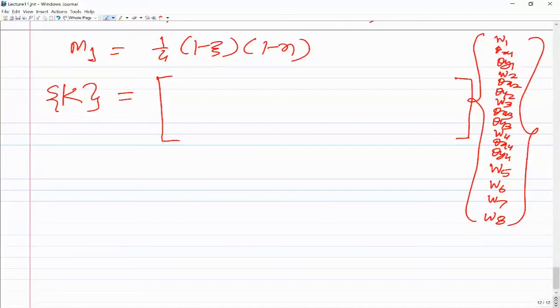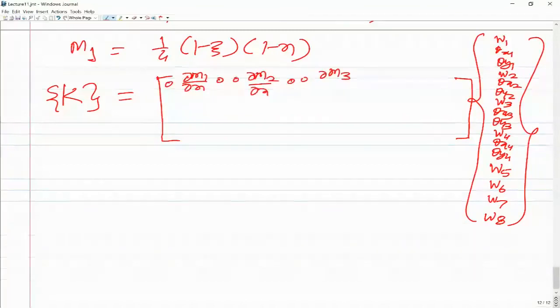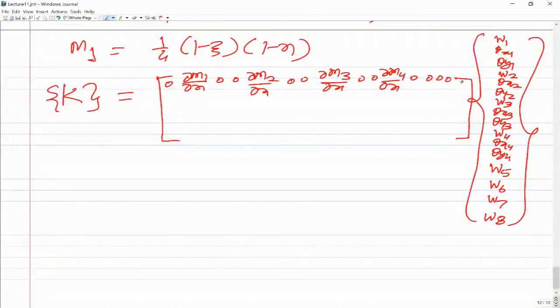And when you write kappa x, which is del theta x by del x, that would be 0, del m1 by del x, 0, 0, del m2 by del x, 0, 0, del m3 by del x, 0, 0, del m4 by del x, and then 4 zeros corresponding to w, because this is del theta x by del x. So this is the interpolation of del theta x by del x.